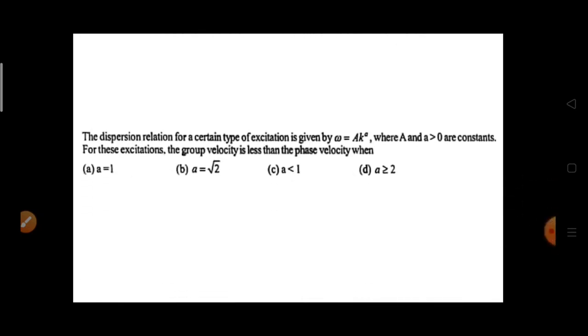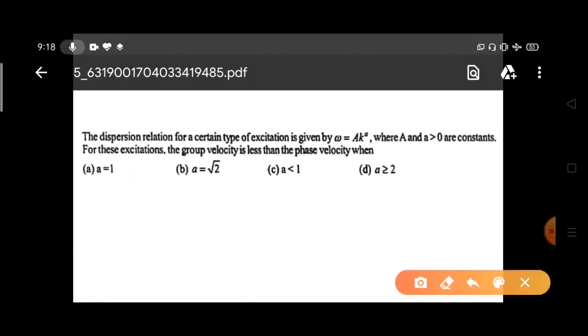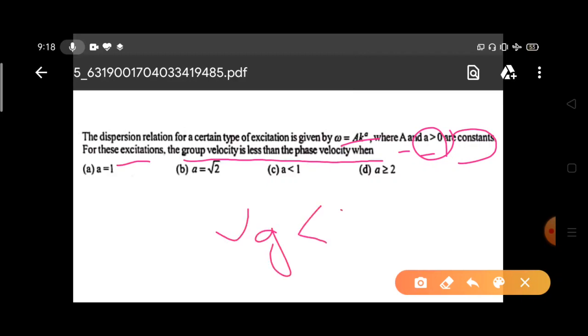Now let us focus on problems. The first problem is: the dispersion relation for a certain type of excitation is given by omega equals a k to the power a, where a and small a are greater than 0. These are two constants. For this excitation, the group velocity is less than the phase velocity when. So they ask you when Vg is less than Vp.